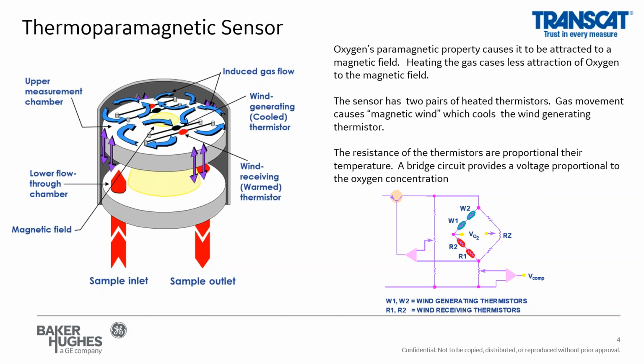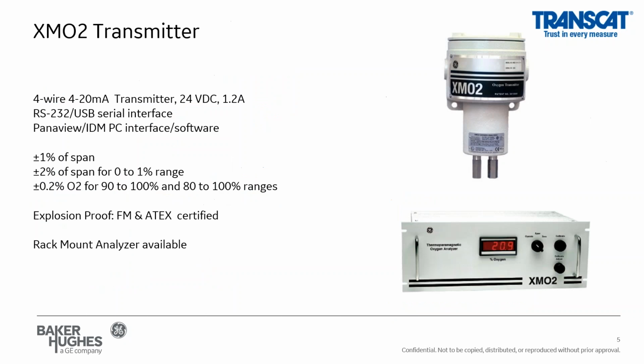The difference between the wind generating thermistor, shown there in black, and the wind receiving thermistor, shown there in red, is measured as a resistance, and we put that in a bridge circuit. The output signal is then directly proportional to the concentration of oxygen. One advantage of this thermoparamagnetic sensor is it has no moving parts, so it can be made very rugged and used in a lot of industrial applications.